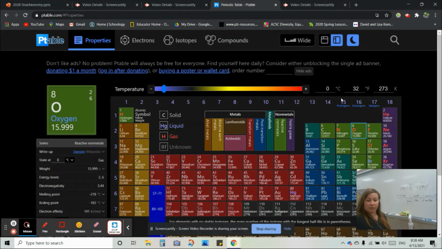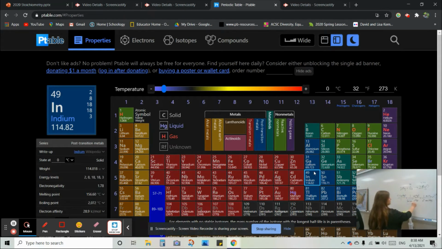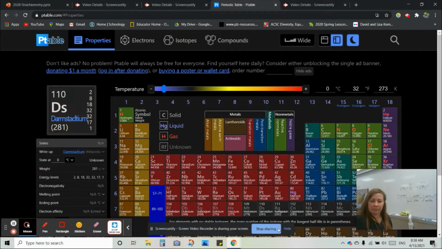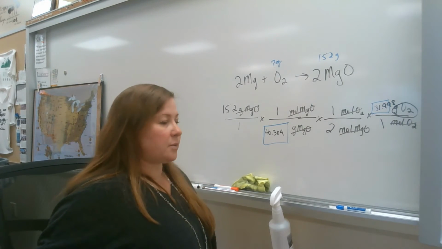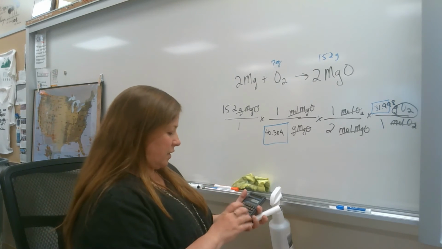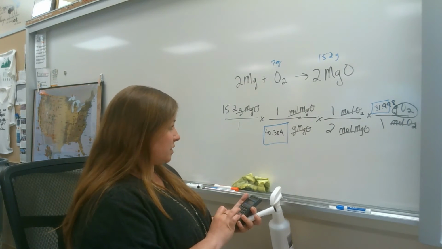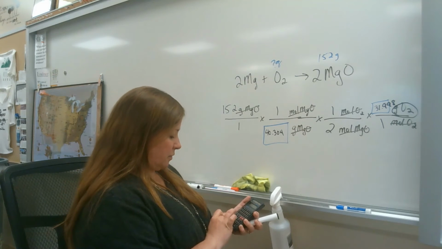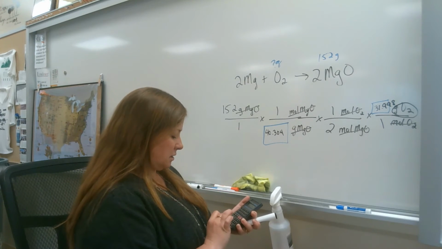Okay, now we're going to double check and make sure that our units all cancel out like they should. Grams of MgO cancels, moles of MgO cancels, moles of O2 cancels, and grams of O2 is what we're looking for. So we're ready to do the math. And so we're going to multiply across the top and then divide by what's on the bottom. Okay, so here we go with our calculations. We've got 152 times 1 times 1 times 31.998.